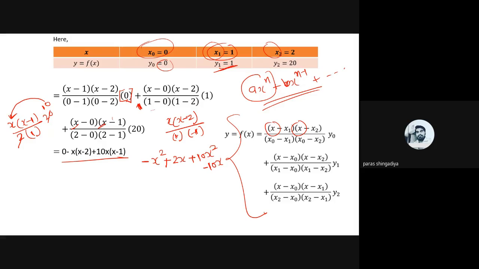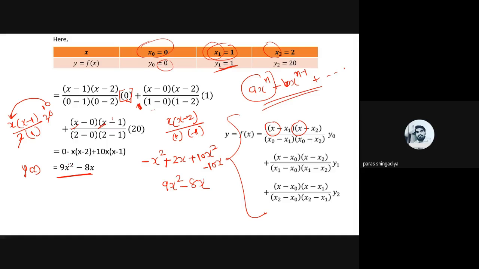Now simplify that. There are two terms of x square, 10x square minus x square, so remaining is 9x square. And here it is 2x minus 10x, so it will be minus 8x. So this polynomial you will get after the simplification, and that is our required answer. We can consider it as one type of polynomial of this data, and that is our y of x.